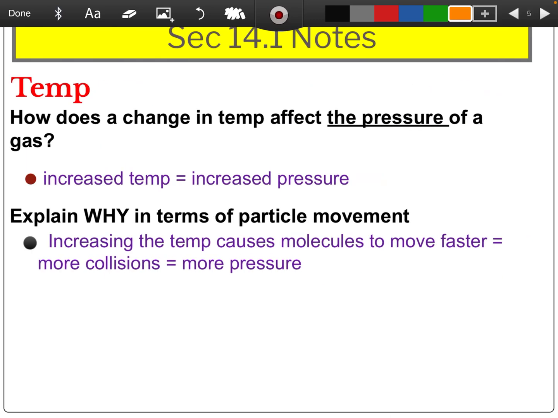Temperature and pressure is the next relationship. How does a change in temperature affect the pressure? If you increase the temperature, you will have an increase in pressure. The why, in terms of particle movement, is that if you increase the temperature, those molecules are going to be moving around faster. Faster moving particles mean more collisions and more forceful collisions, so that is going to result in a greater pressure reading.